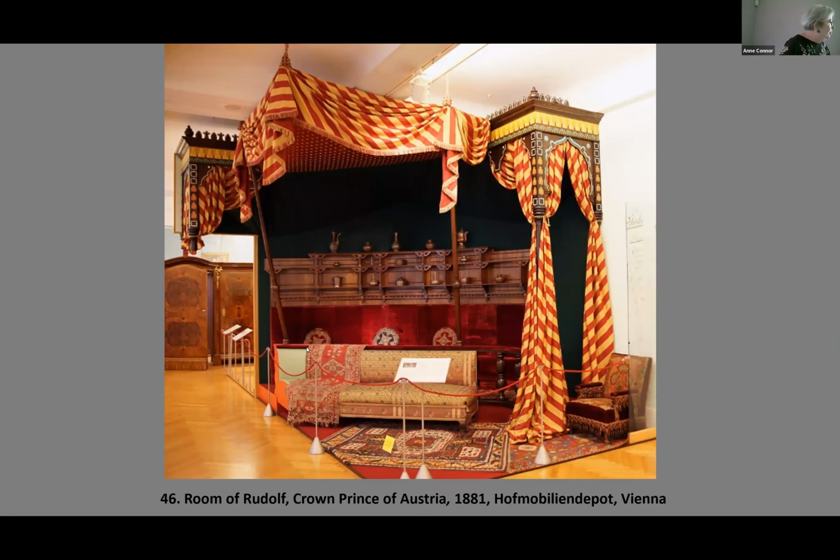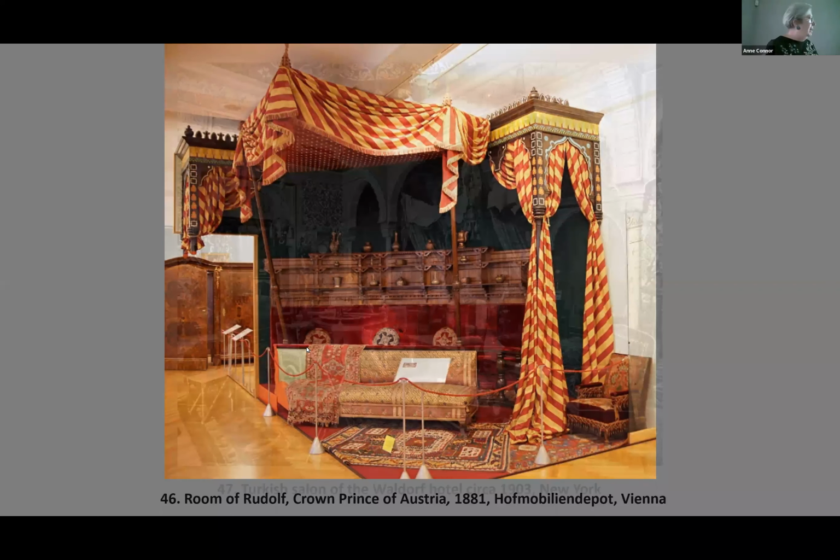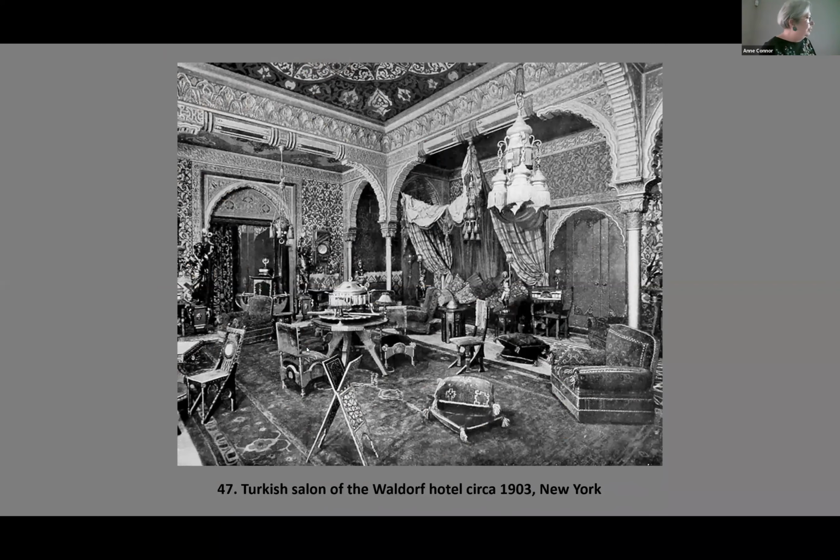This was the room of Rudolf, Crown Prince of Austria, the one who committed suicide. That was in his residence in Vienna. That was his Turkish room. And for a while, the Turkish salon of the Waldorf Hotel in New York, that was decorated in that very Oriental way.